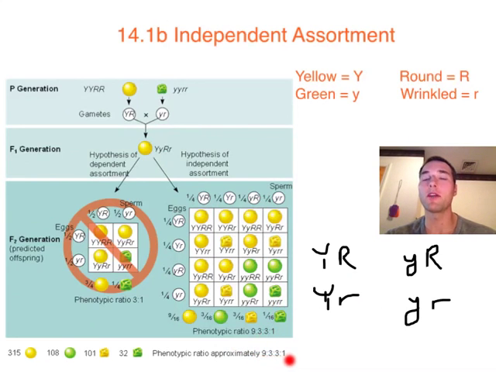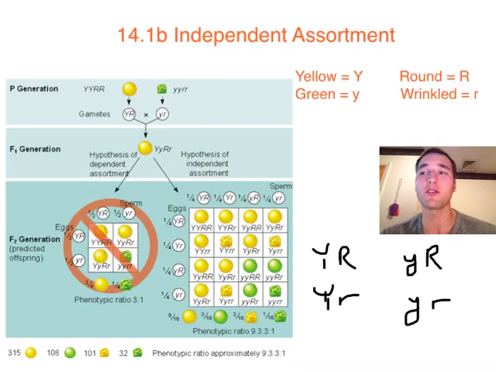Well, when Mendel did his crosses, this is what he found, that there was roughly a 9 to 3 to 3 to 1 ratio, which supports this Punnett Square and the idea that independent assortment happens, meaning the different genes are not attached to each other in any way. They work independently of each other. So that's independent assortment.